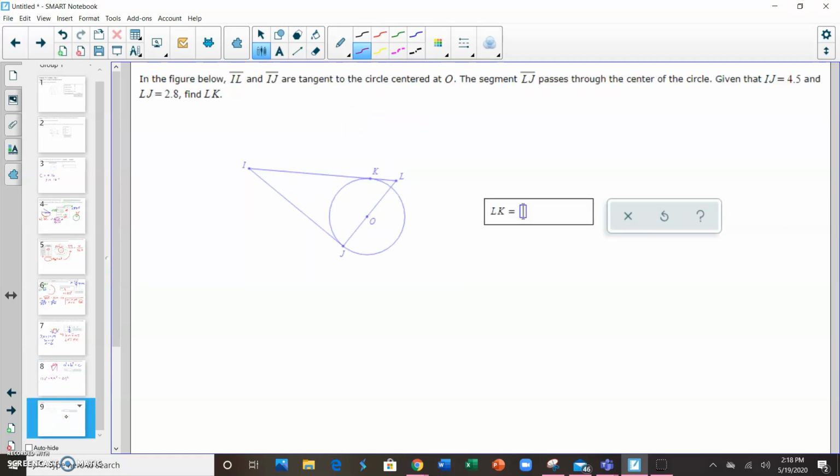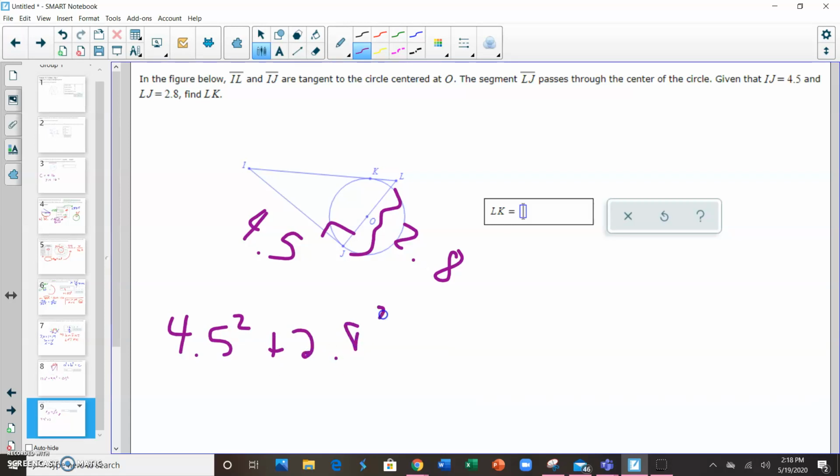Okay, last one. I've got a minute left here. All right, so for IL, they tell you that IJ is 4.5, and they tell you that JL is 2.8. So this is tangent, so it's a right triangle. So we know that 4.5 squared plus 2.8 squared is equal to IL squared.